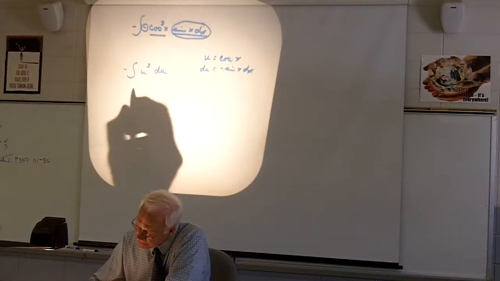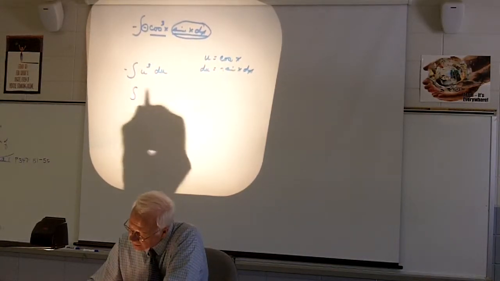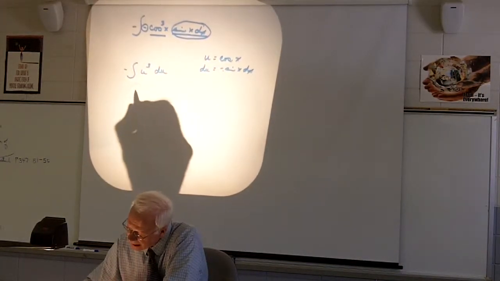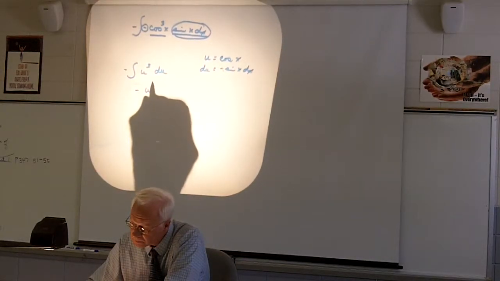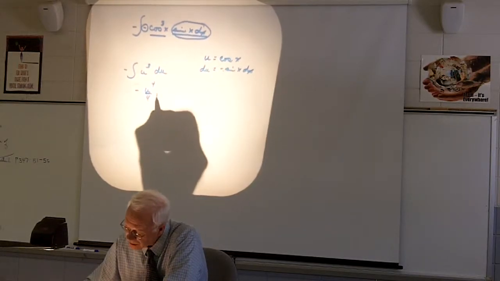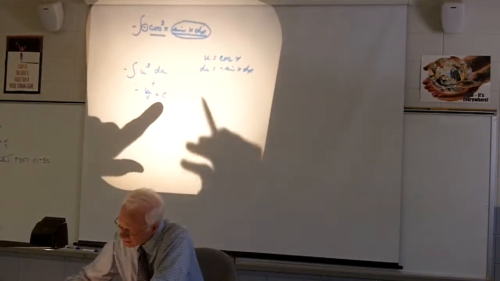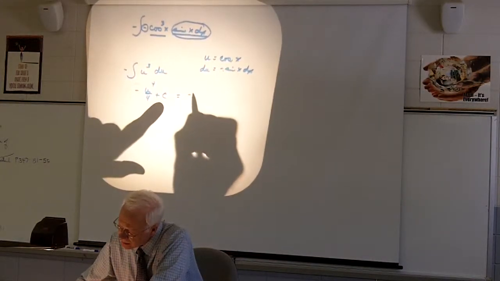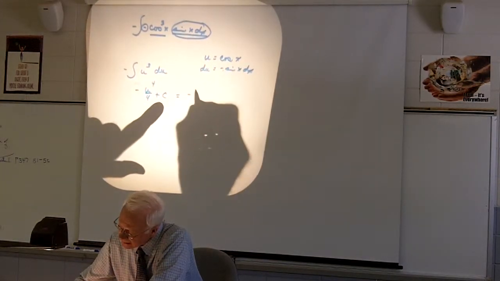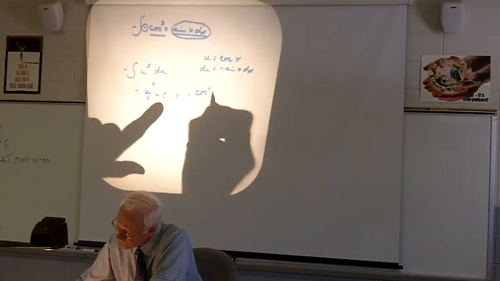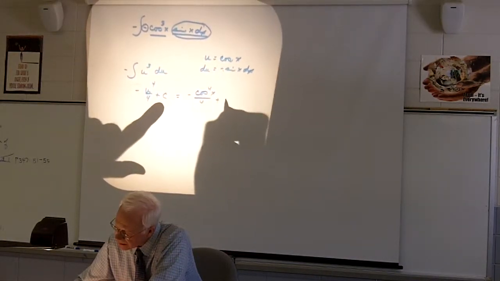Now, here's a minus over here. Now this is pretty easy. This gives me a minus u to the fourth over 4 plus a constant. And see, when we get rid of the definites, then we don't have to worry about that constant anymore. So my answer is going to be, and we've got to put it back here, minus cosine to the 4th of x over 4 plus a constant.